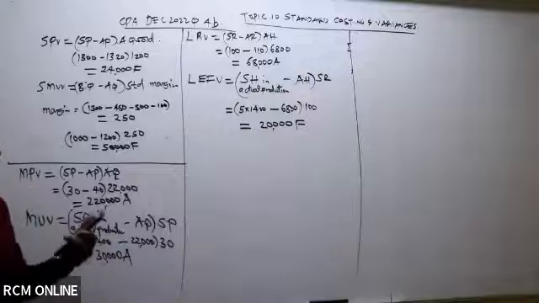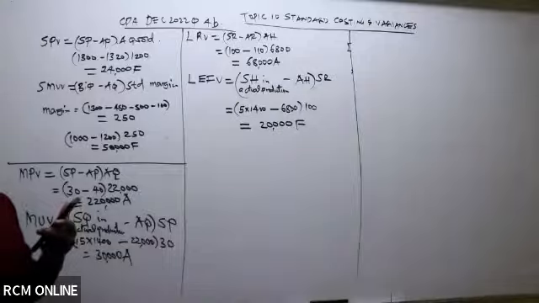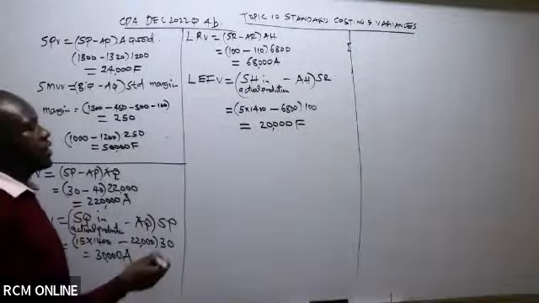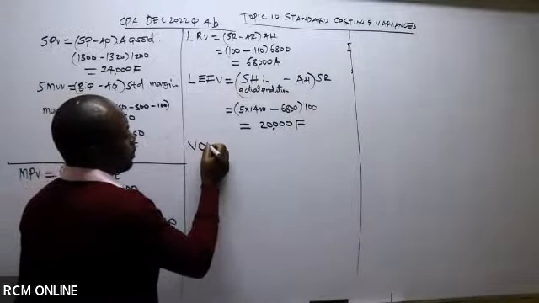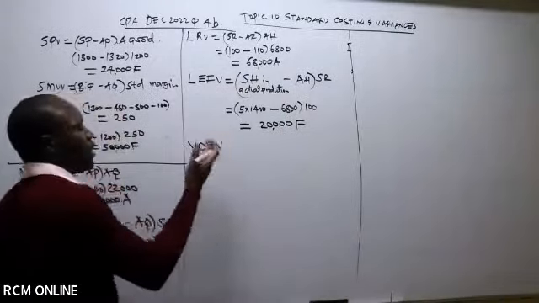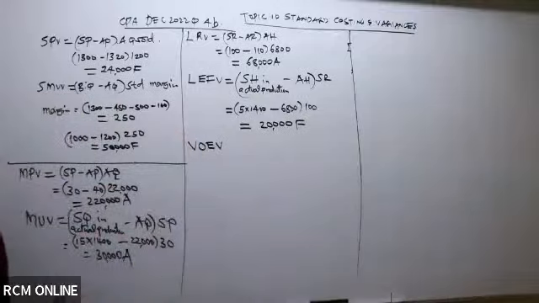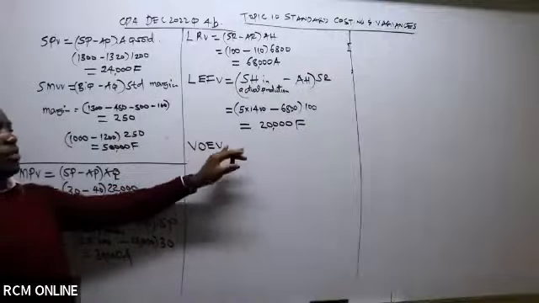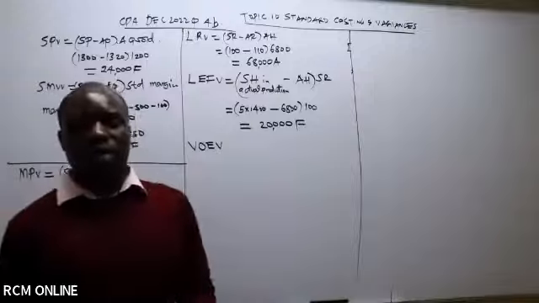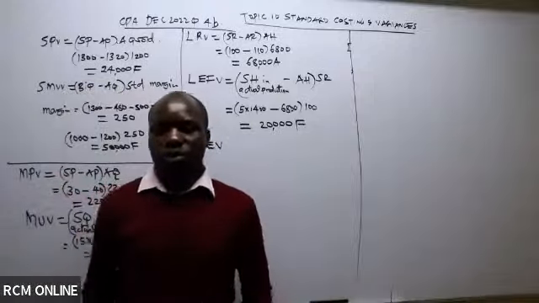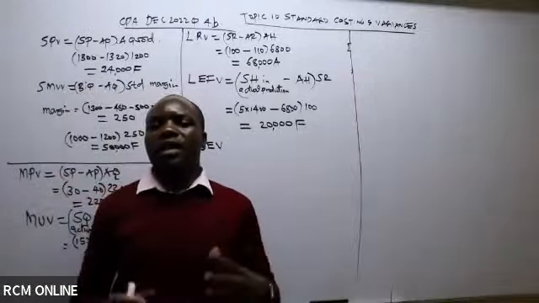Good. Can we look at variable overhead? We have everything with us, so we can go ahead and do it. Variable overhead expenditure variance. We don't talk about variable overhead rate variance. No, variable overhead expenditure, because it is arrived at by looking at the absorption rate. Variable overheads absorbed.